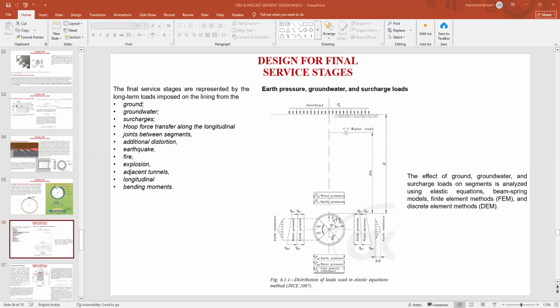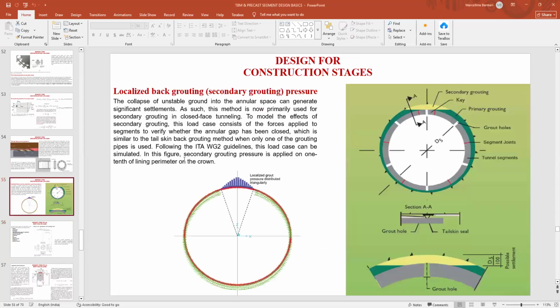Actually, in my project, I just put the load only. I'll show you in my STAAD model. I put this localized grout pressure only, and I calculate it as a separate stage. The grouting load I consider as a separate stage, not in my main analysis. I put a localized 100 kPa pressure only on the crown part for a certain portion.